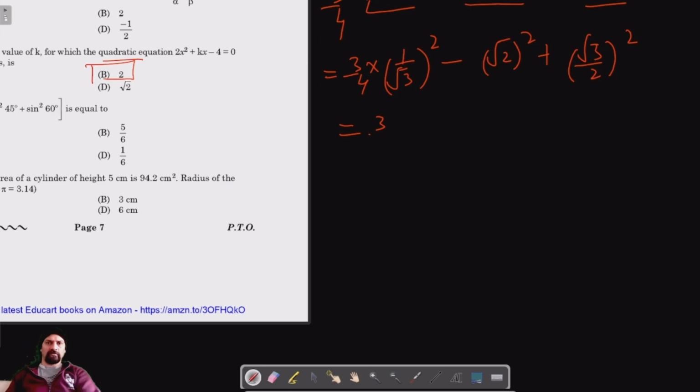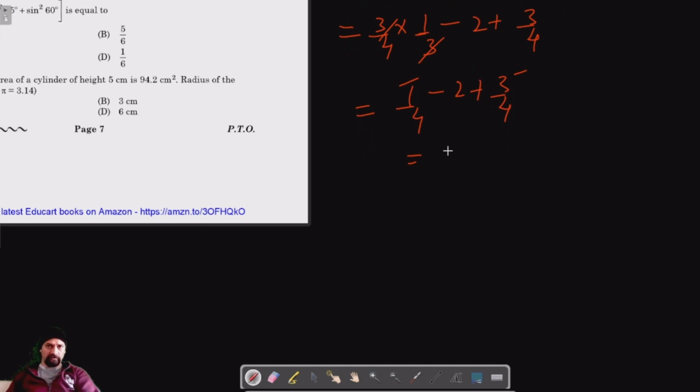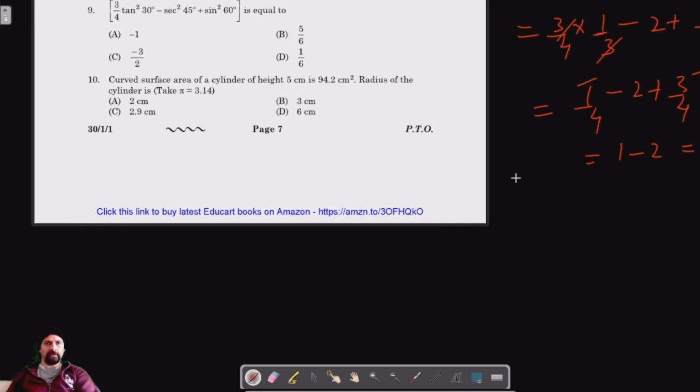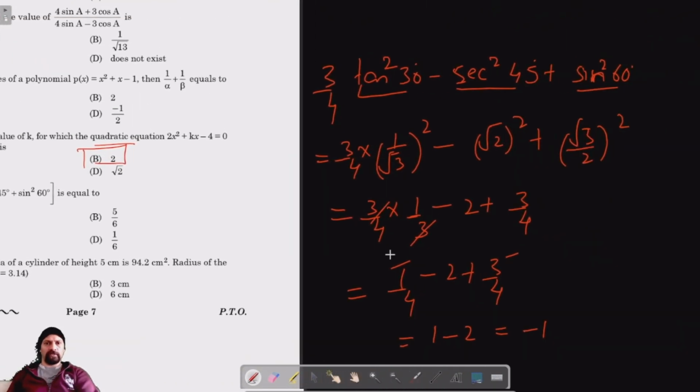So this is now 3 by 4 into 1 by 3 minus 2 plus 3 by 4. So this is now 1 by 4 minus 2 plus 3 by 4. So 1 by 4 plus 3 by 4 is 4 by 4, which is 1. So it's 1 minus 2, and the value is negative 1. So option A is the correct answer for this. Moving on to question number 10.